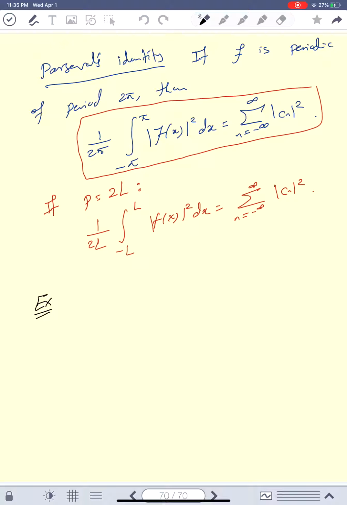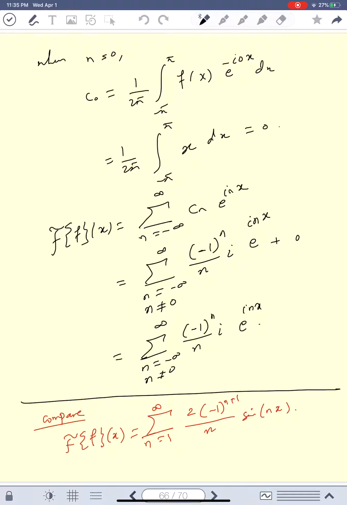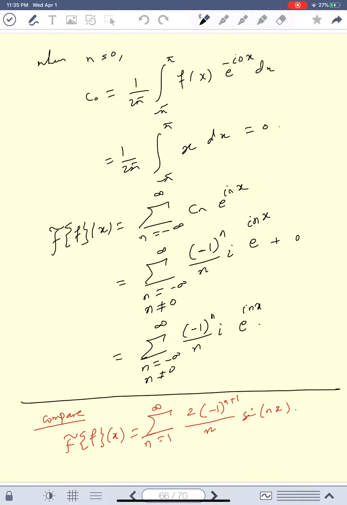So let's recall that I think we solved one example about the integral. Yes, we looked at this example. The function is x. Then we found the complex Fourier series. We did all these computations. In the end, in the last line, we found that the Cn is equal to this thing, and C0 is 0. So in the end, we found that the Fourier series is equal to this form here. This is the final form of the complex Fourier series of x.